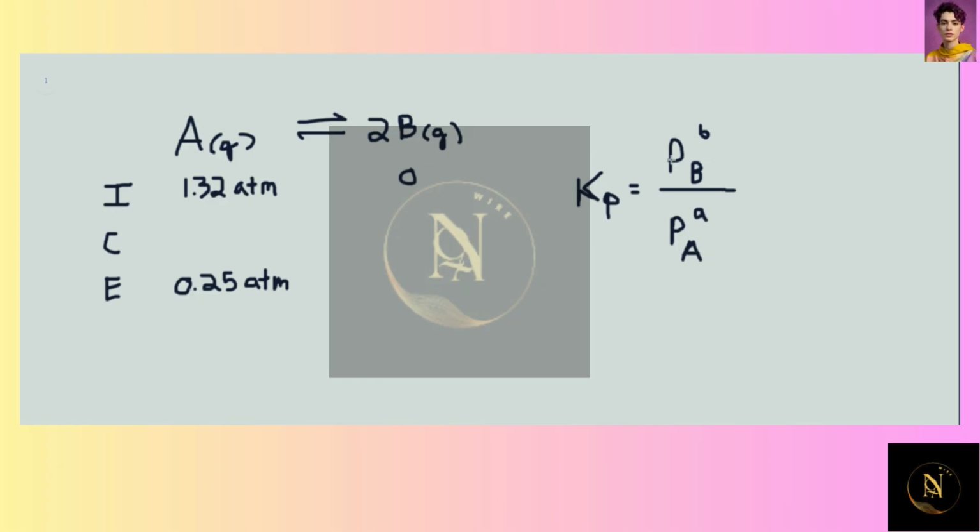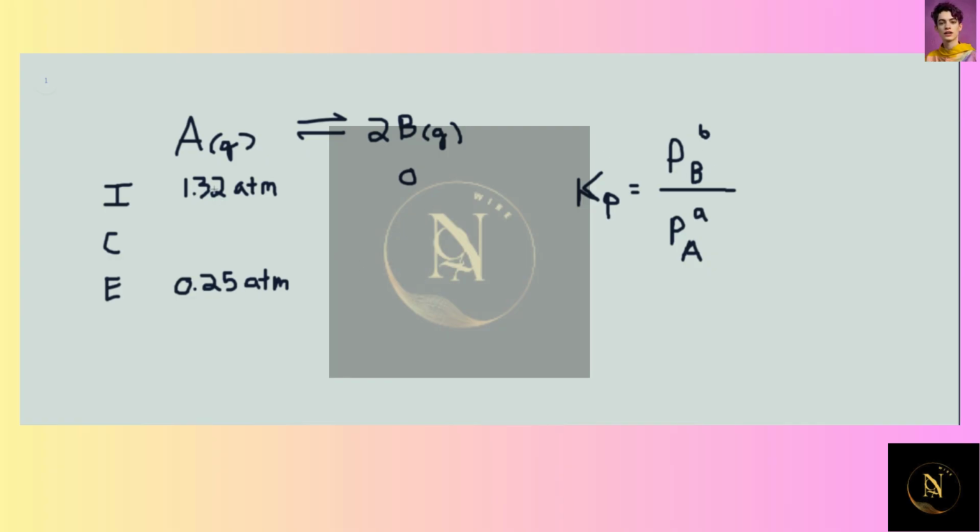The equation we need to find the equilibrium constant is the partial pressure of B, or the products, raised to the power of b, which is the number in front of the compound, divided by the partial pressure of A, or the reactants, also raised to the term in front of the compound. We have the partial pressure of A at equilibrium, it's 0.25 atmospheres, but we don't know the partial pressure of B. We need to solve for that.